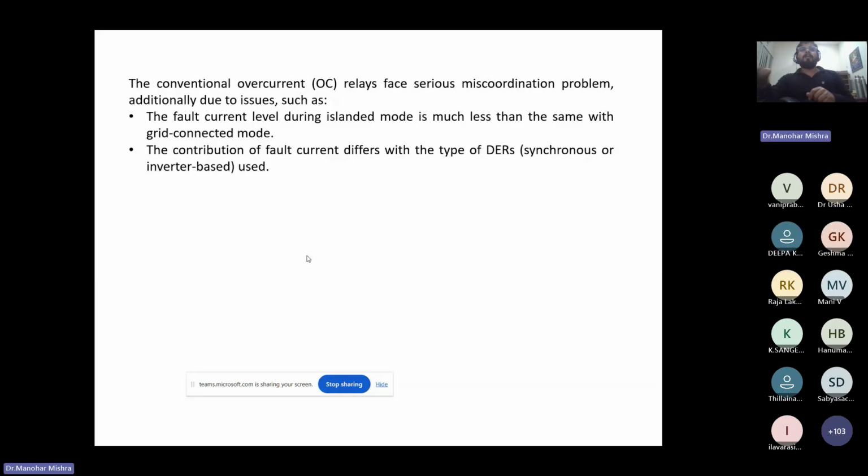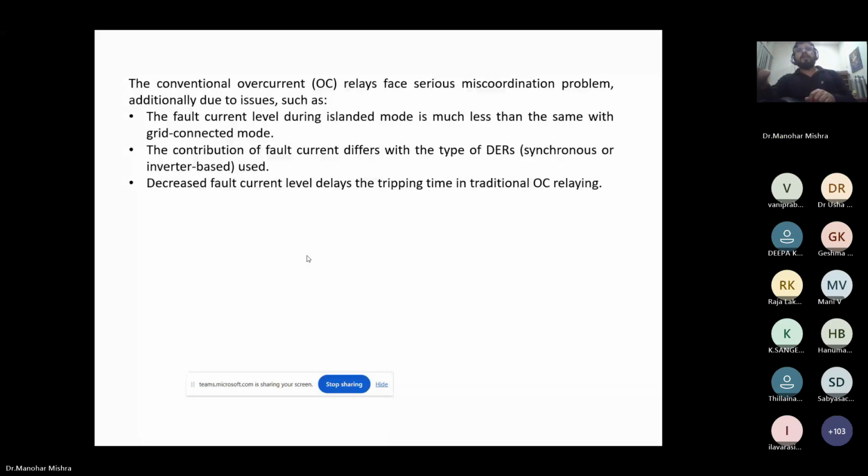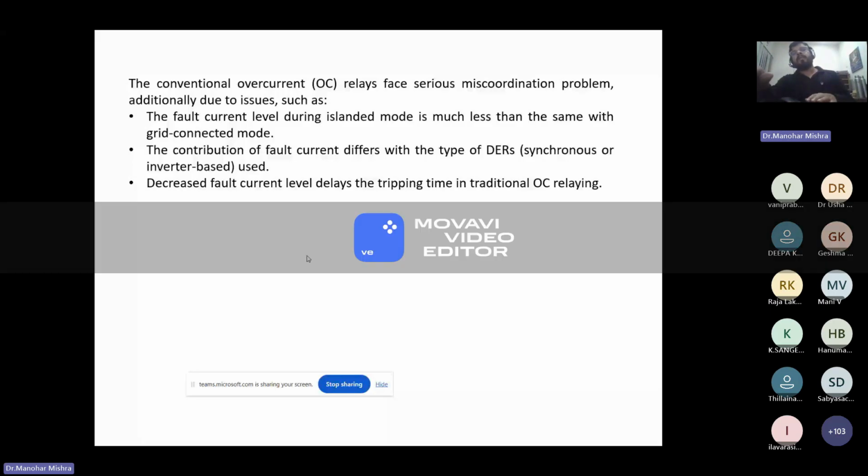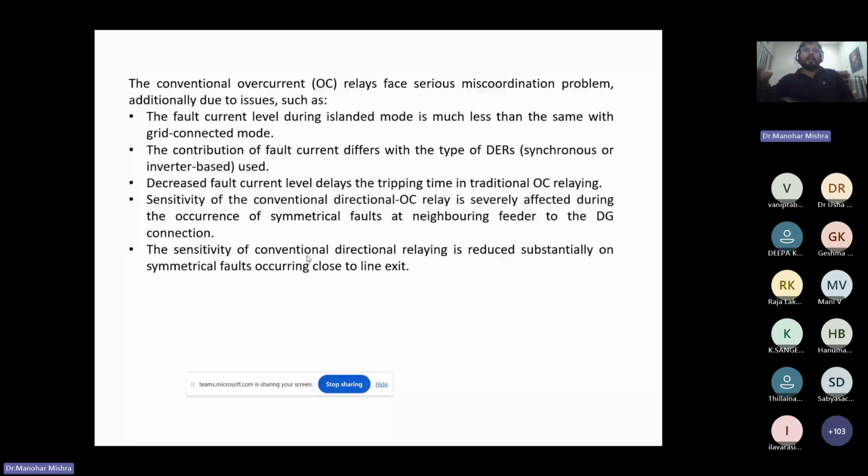And due to the fault current level changing, if we apply the traditional overcurrent relay, then it may maloperate. And again we can say that to make these systems protected, here we have applied different machine learning techniques.